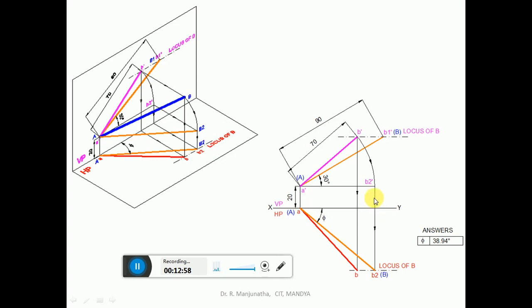Once you make this parallel to HP and project the point from B2 dash to the locus of B in the top view, join A and B2, which gives the true inclination with respect to VP. Using the protractor you measure the angle, which is 38.94 degrees when you do it in the computer, in CAD, and when you do it manually it will be 39 degrees. So this is how we can analyze it stepwise.